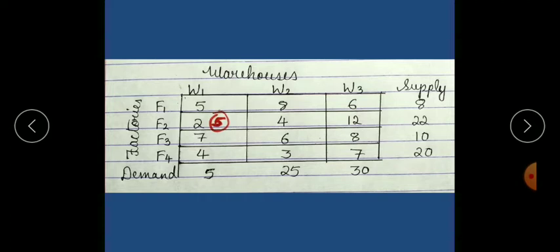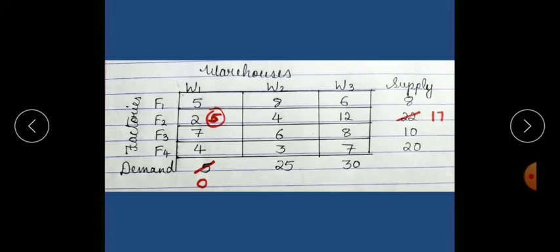Once I have allocated 5, what was the total supply here? 22. Out of that, you have already supplied 5. So what is the remaining supply now? The remaining supply is 22 minus 5, that is 17. And the demand here was 5. You have fulfilled 5 units of demand. So the remaining demand is 5 minus 5, that is 0. So you have to subtract whatever you have allocated from both the demand and the supply side. That is what I have done here. Whenever a row or a column becomes 0, we have to cancel it out. So here this row is becoming 0, so just cancel this out.